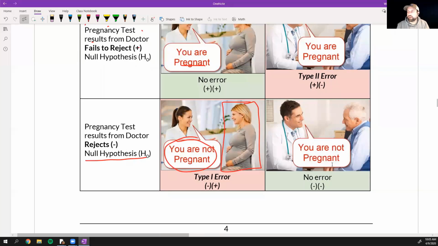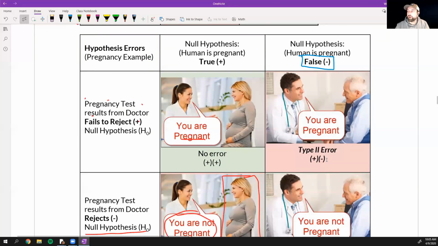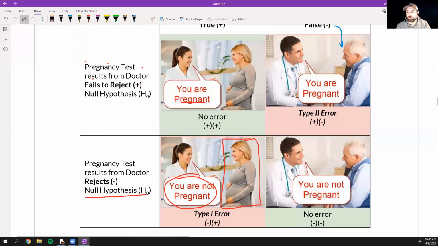We can also have a type 2 error, where biologically the person is not pregnant, but they take a pregnancy test and the pregnancy test says that they are pregnant. Congratulations, you're pregnant. This is called a false positive. The test says positive, yes, you are pregnant, but biologically the person is not pregnant. So this is a false positive. And what we want to do is we want to reduce the number of type 1 and type 2 errors.